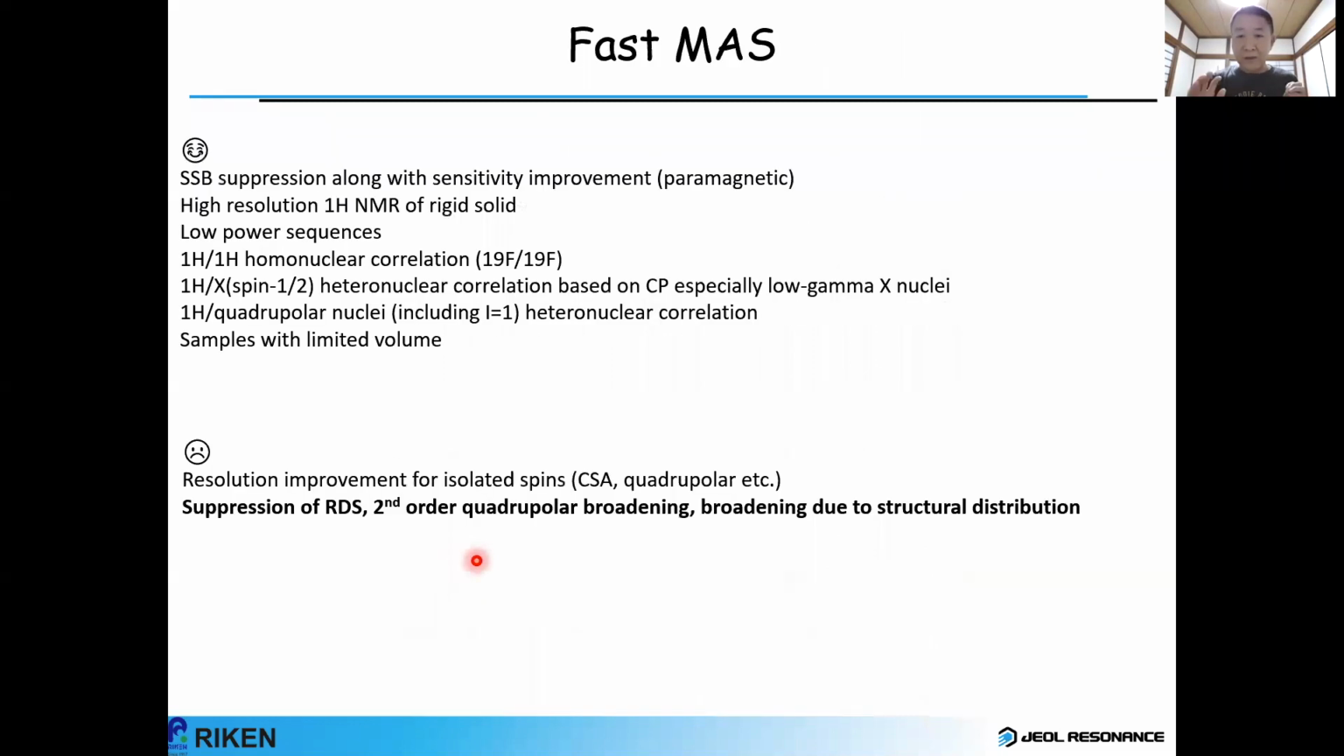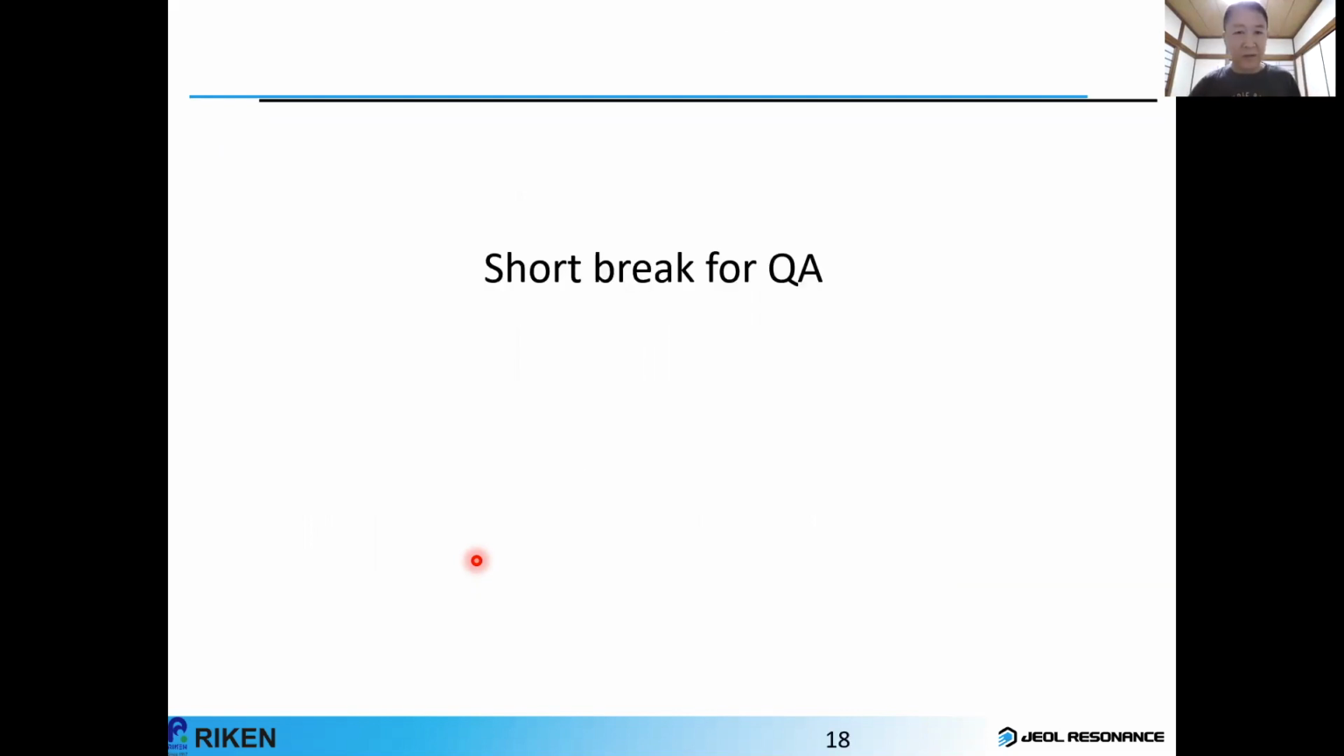So my message is that we have to understand where the broadening comes from. Depending on the broadening, we can use fast MAS or another method. So this is the first part of my talk.